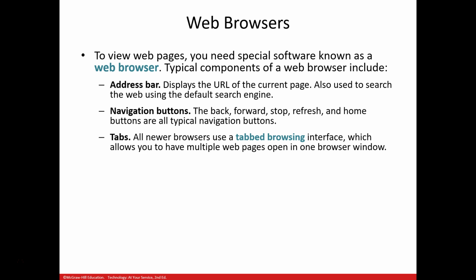Browser. What is a browser? A browser is software that allows you to browse the internet. Some of the most popular browsers are Internet Explorer, Google Chrome, and Safari. Although Safari belongs to Apple, you can download it and use it in Windows.